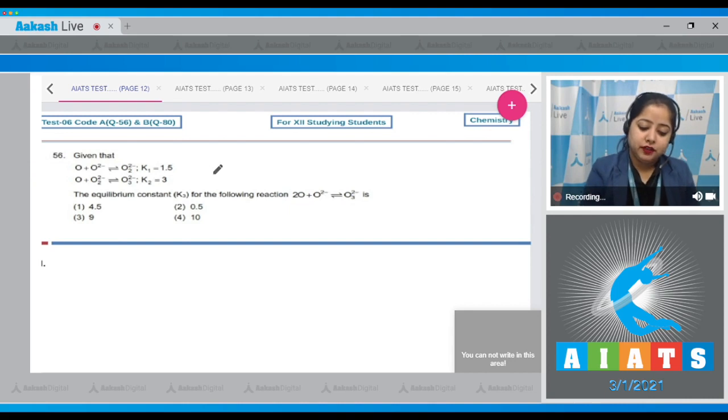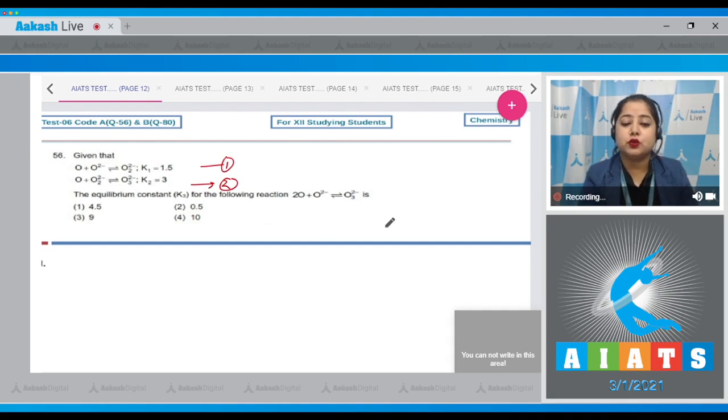Student, here we are given two equations. Let's consider this equation as 1 and this equation as 2. On adding the two equations, we'll get the third equation. It is very clear. And also, we need to know that if two equations are added, their equilibrium constants are multiplied to get the final equilibrium constant.